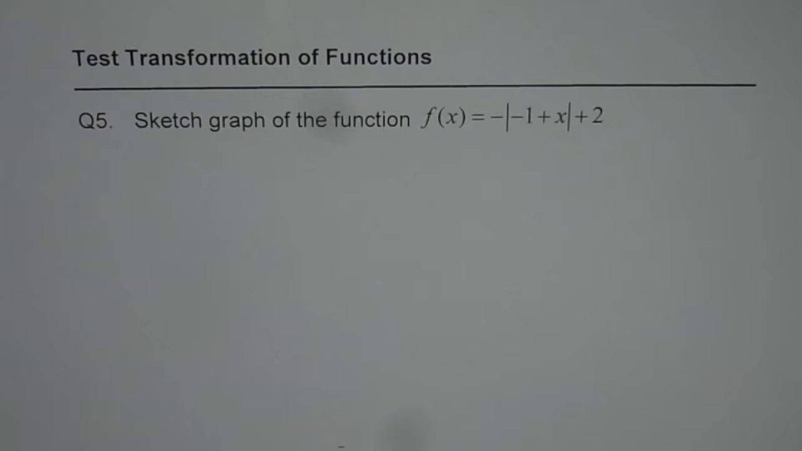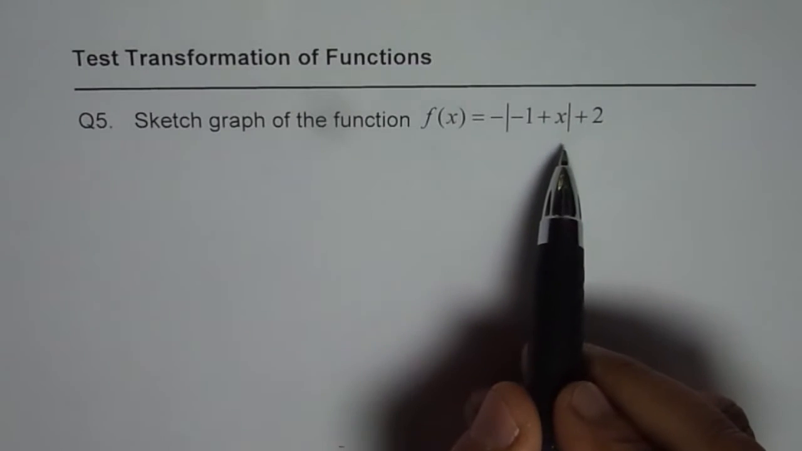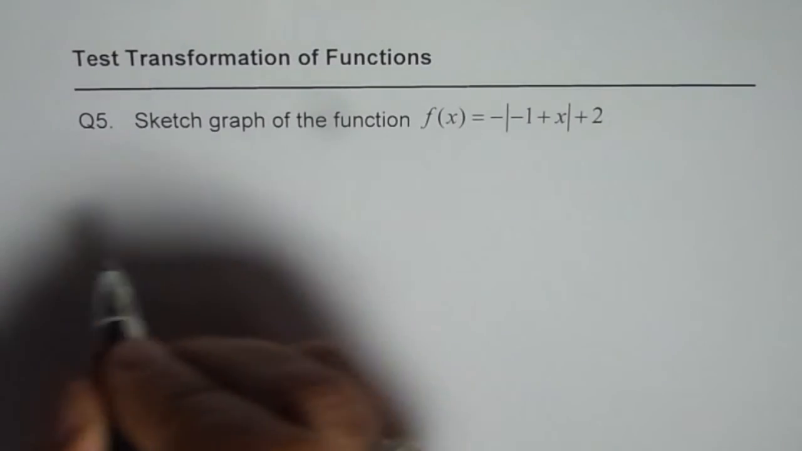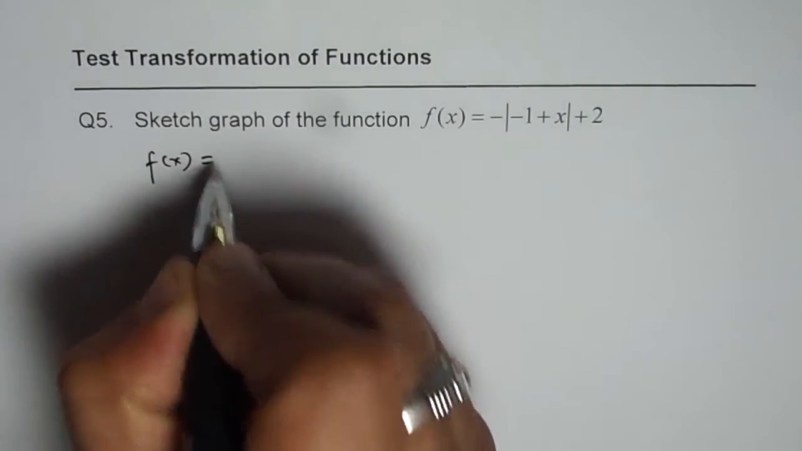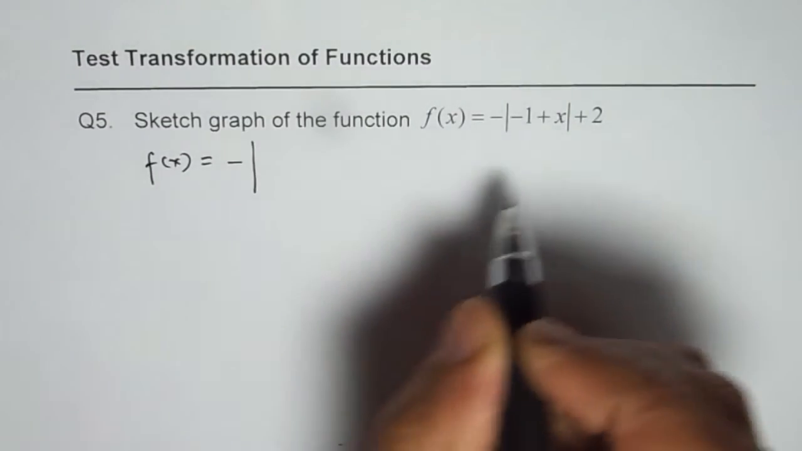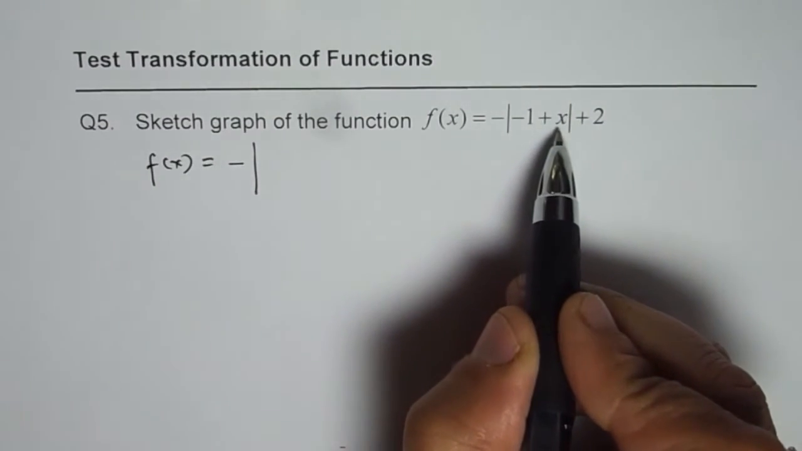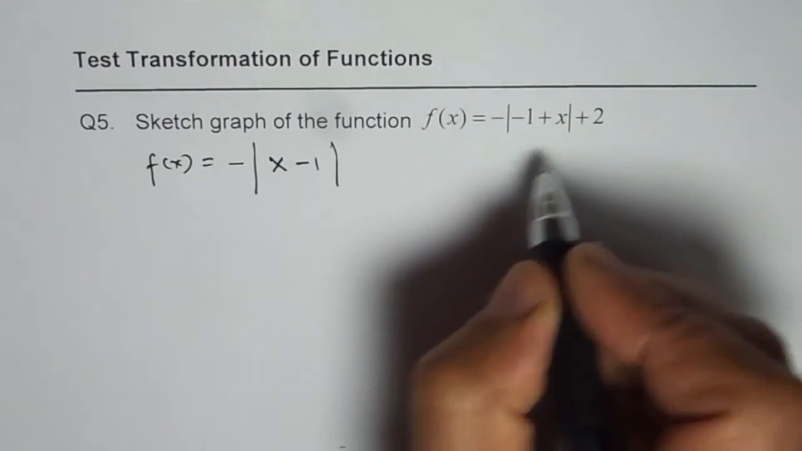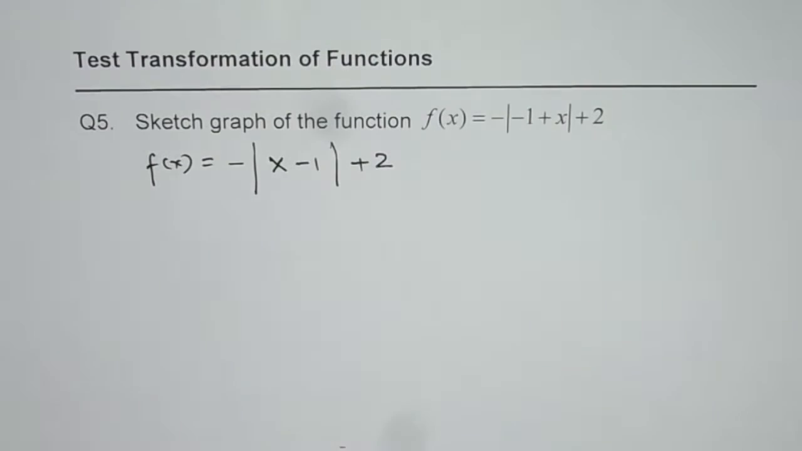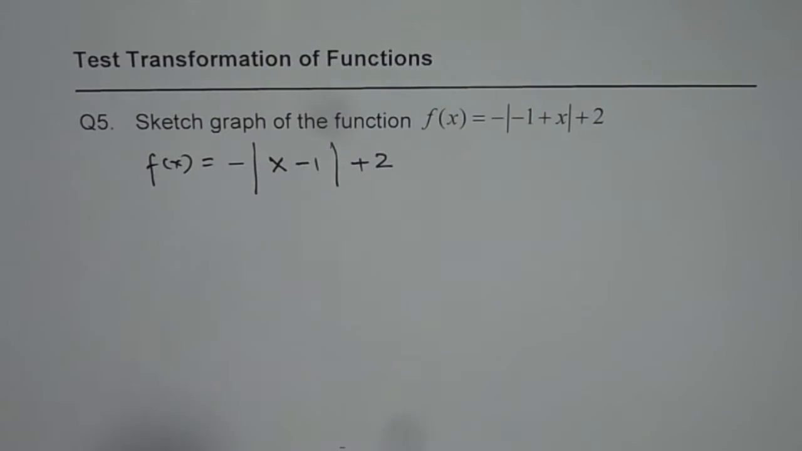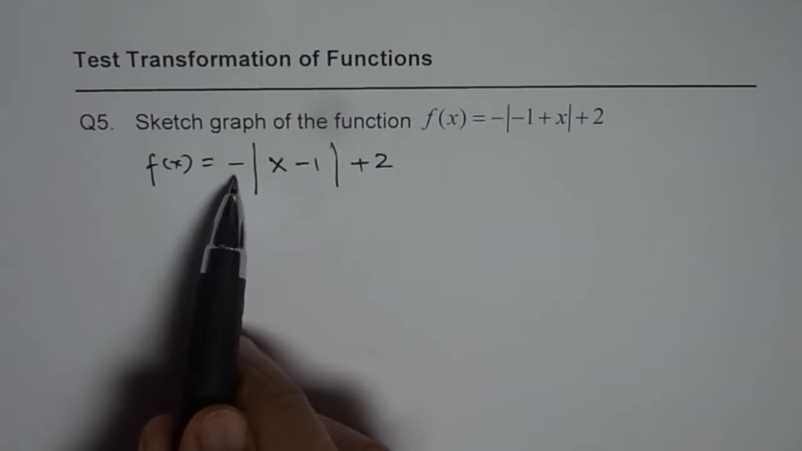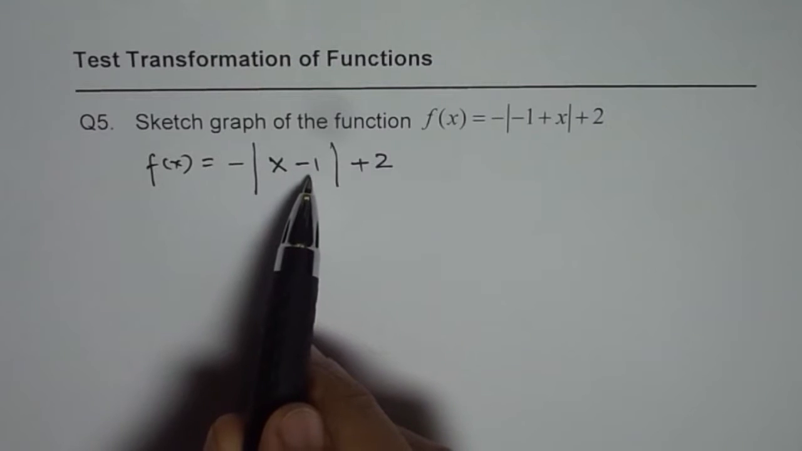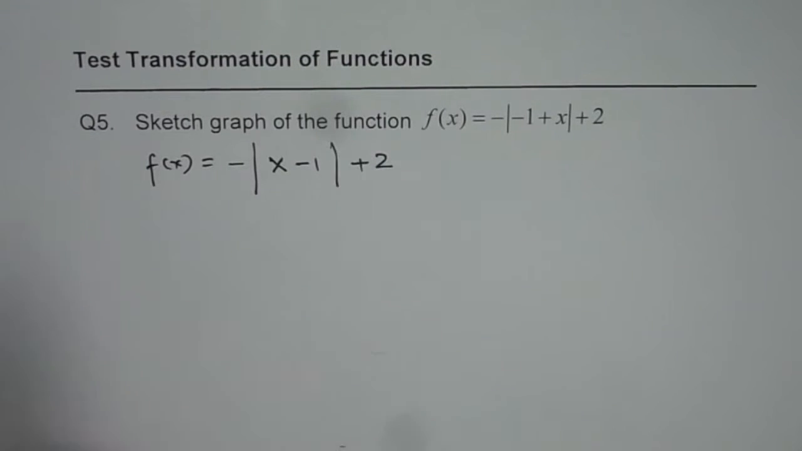Now, as I've been saying, if you have a function like this, it is good practice to write it in standard form. So standard form for me is f of x is minus, and within the absolute value I'll write x first, so it is clear to me: x minus 1, plus 2. So that is how the function is. Here we have a vertical reflection. Horizontally the absolute function has been moved 1 unit to the right and 2 units up.